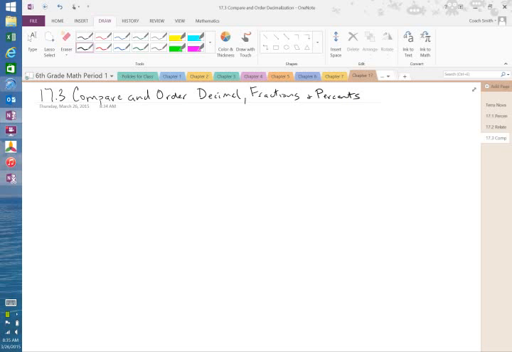All right, compare order fractions, decimals, and percents. Now, what I want to talk about first of all is, this chapter is talking about percents, and so I want to talk about, starting with percents, how we change harder percents than what we've been dealing with, harder percents to decimals and to fractions first.